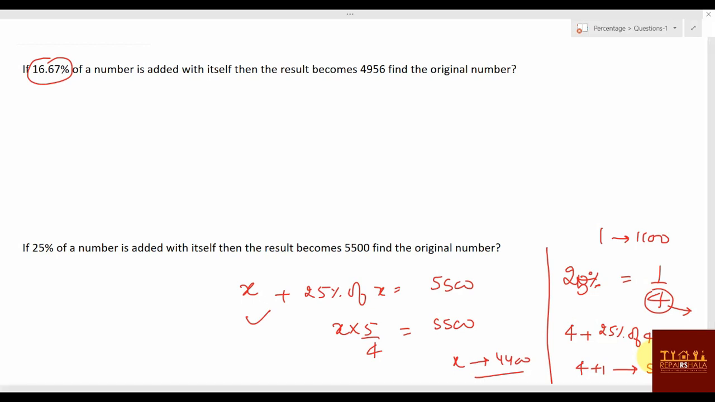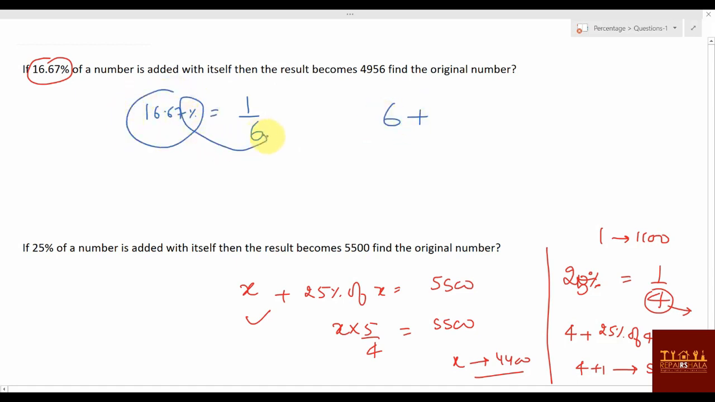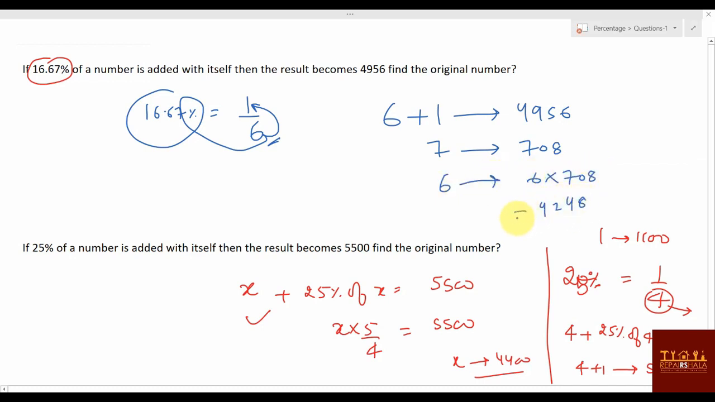So whenever you get a question like this, you don't have to solve by this method. What actually you can say, 16.67 percentage. What will you be writing? 1 by 6. So if added with itself means 6 plus 16.67 percentage of 6, that is 1. That is how much? 4956. So 7 will correspond to how much? 7 7s are 49, 7 8s are 56. 1 is corresponding to this. Original number means what? 6 they are asking. So 6 value will be 6 into 708. That is 4842.